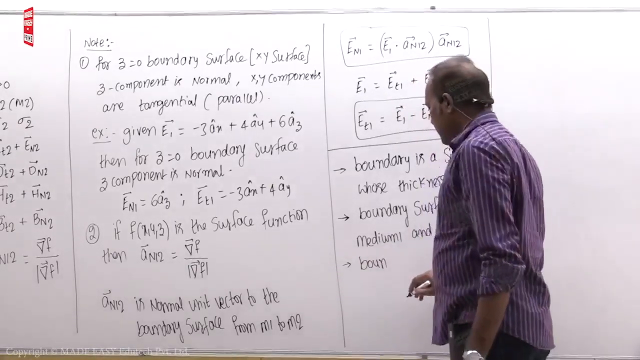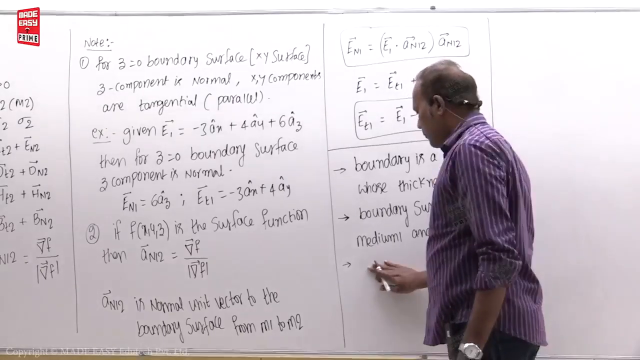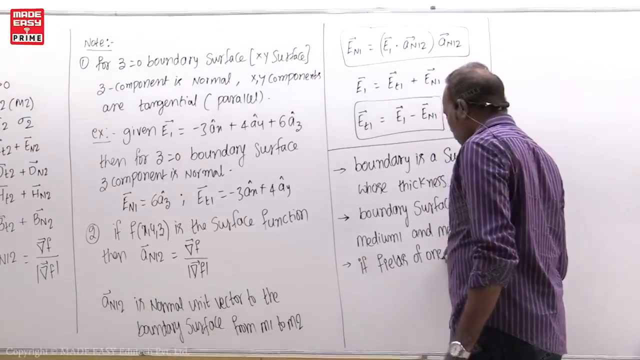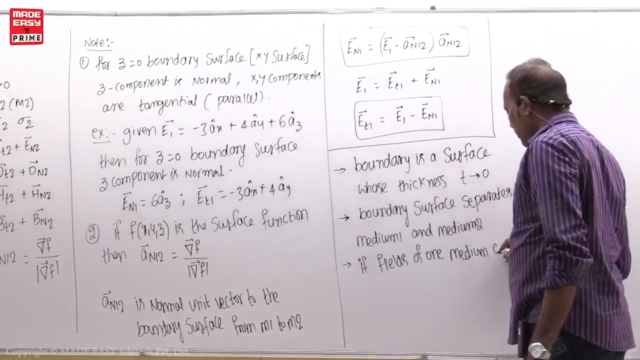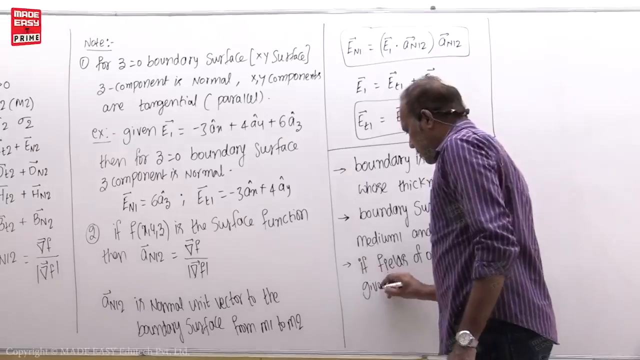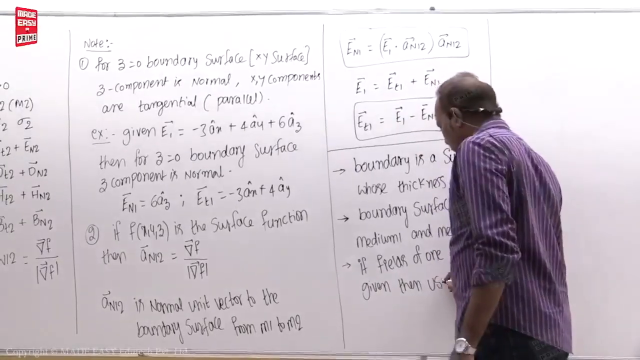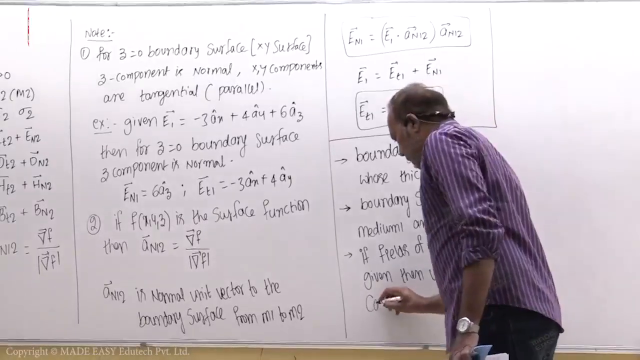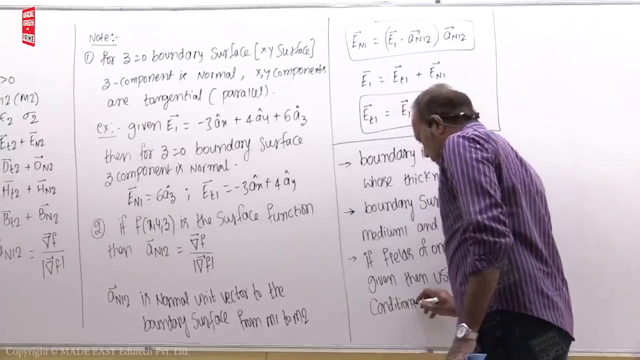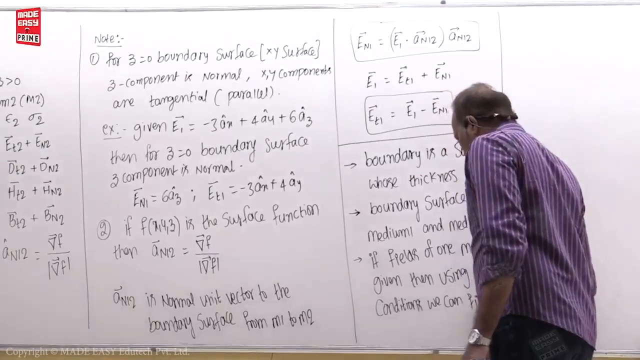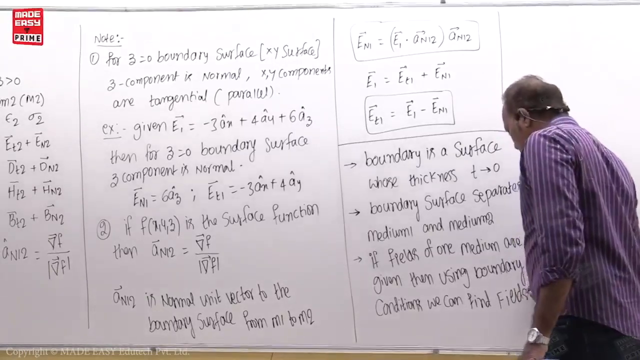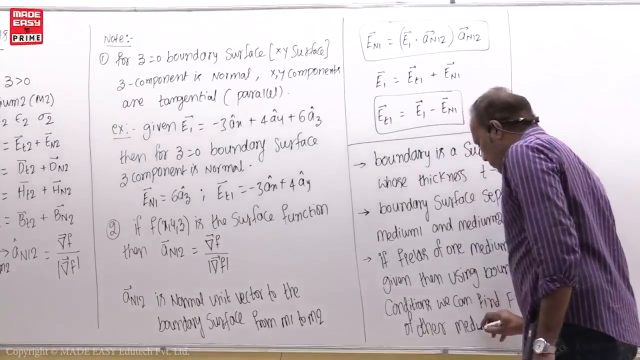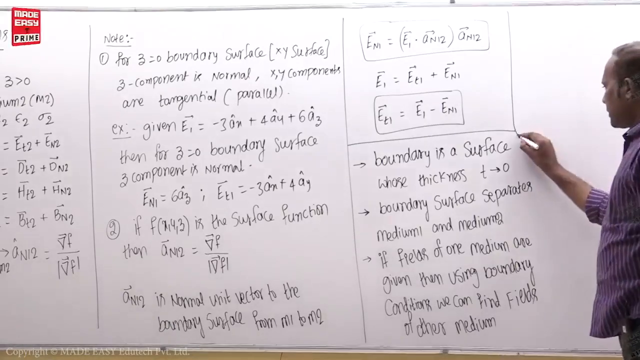Next, boundary conditions. If fields of one medium are given, then using boundary conditions, we can find fields of the other medium. That is the use of the boundary conditions.